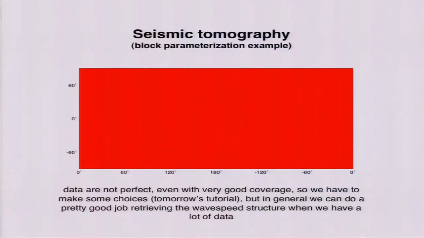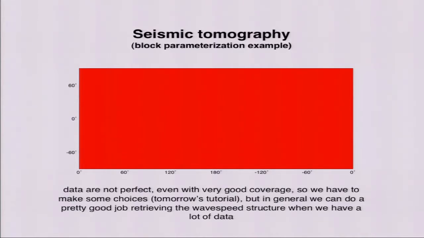you will actually end up with something like this, which doesn't mean you actually have perfect coverage, but actually we do pretty well. So the data aren't perfect. We get good coverage. We still have to make choices. It's not like this just automatically is going to tell you what the velocity structure is. We're going to talk about some of those tomorrow. But actually, in general, we can do a pretty good job of backing out the wave speed structure when we have a lot of paths like those that cross each other and cover all of those boxes. Okay, so that's the basic idea. Does that make sense? Yes. Okay.